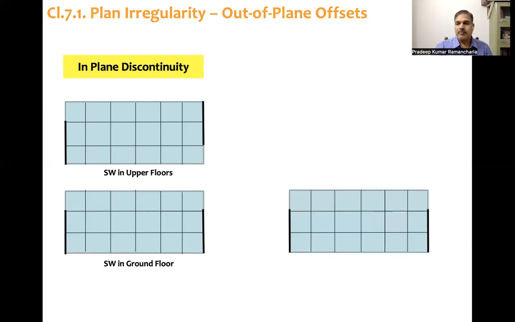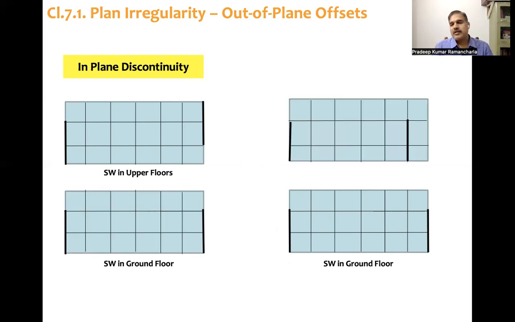Now let's look at out of plane discontinuity, how it looks. Again, the base is the same. Two structural walls are there at the edges, left side and right side, at the ground floor. And then you can see here that this structural wall is offset, not in plane, this is out of plane. In the earlier case, it is in plane. In this case, it is out of plane offset.